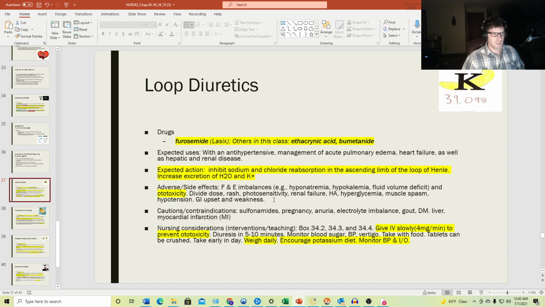So adverse side effects: fluid and electrolyte imbalances. So hyponatremia, hypokalemia, fluid volume deficit, and then ototoxicity. Divide dose, rash, photosensitivity, renal failure. I think divide dose probably needs to be down in nursing considerations. Rash, photosensitivity, renal failure, headache, hyperglycemia, muscle spasms, hypotension.